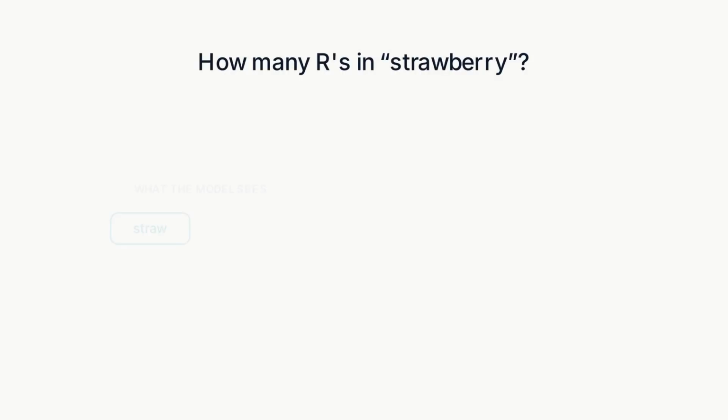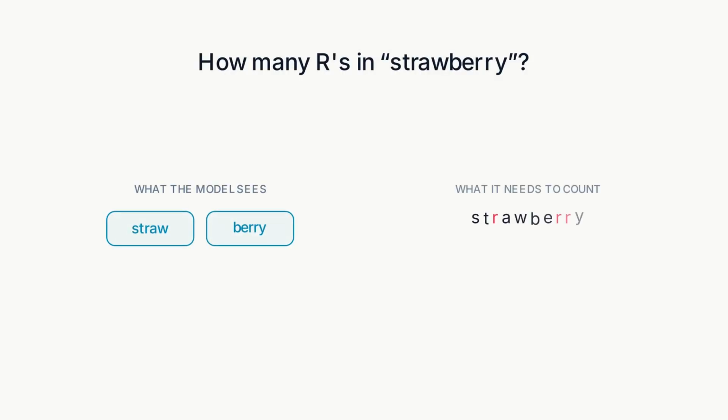This one design choice explains a famously silly failure. Ask a model how many R's are in the word strawberry, and it may confidently get it wrong. Why? Because it never sees the letters S, T, R, A, W. It sees a couple of tokens, like straw and berry. It's being asked to count letters it was never actually shown. Once you know about tokens, the mistake stops being mysterious.